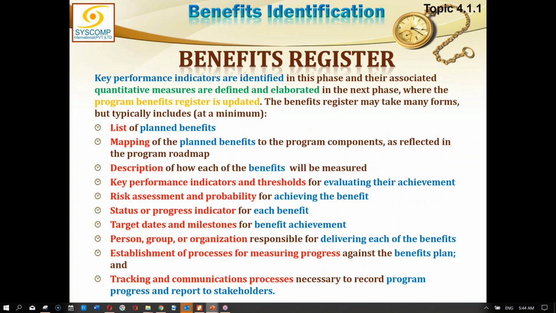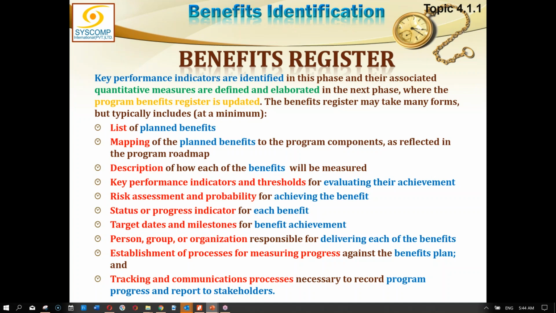What all should be included in the benefit register? I don't say that all of these headings given here must be part of it, but this is probably the most detailed benefit register you could have. You may or may not include all of these headings, but if they are included, they are going to be much more useful for you. We have already talked about a lot of things, but let's see what is included in the benefit register.